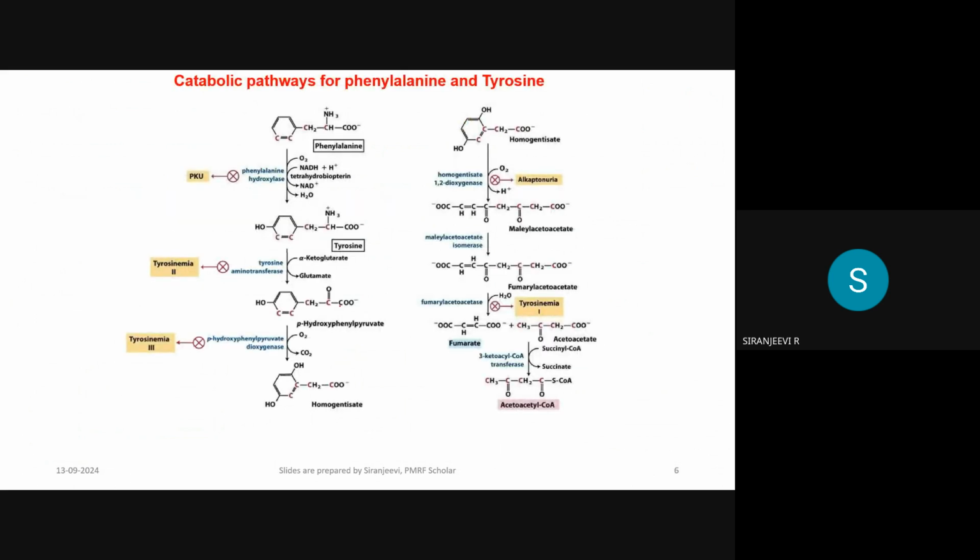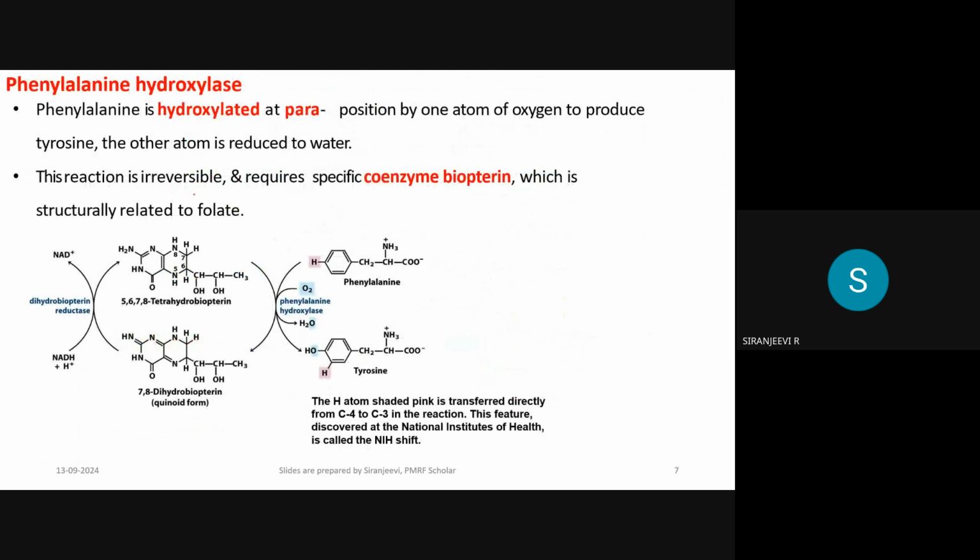And this is the overall pathway of phenylalanine metabolism. We will see it in the upcoming slides, in the tyrosine metabolism, how each step works. In the upcoming 5 slides, we will see how phenylalanine is converted to tyrosine by the action of phenylalanine hydroxylase. And if there is any disturbance in phenylalanine hydroxylase synthesis, that leads to phenylketonuria. So that we are going to see.